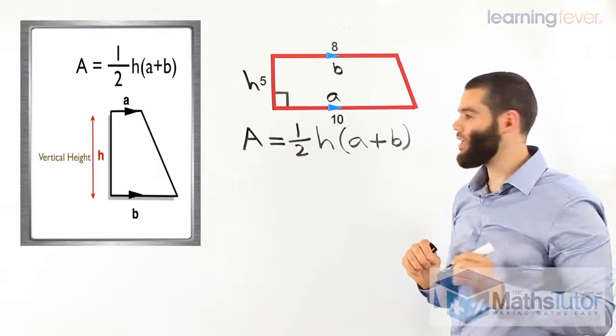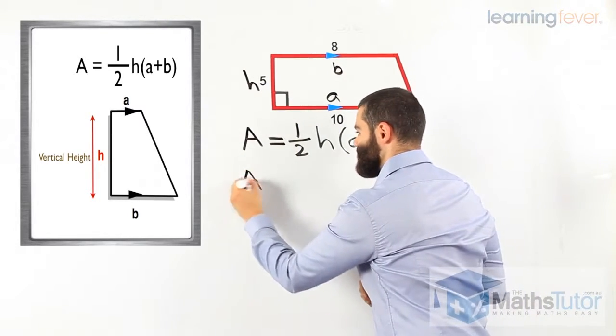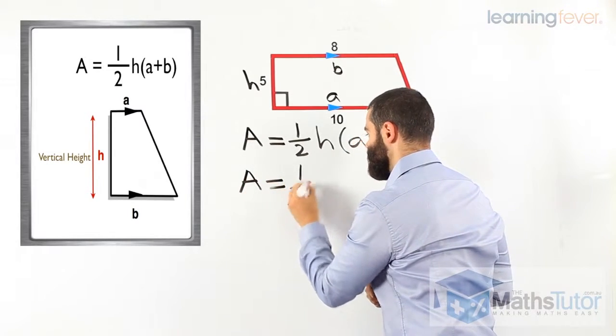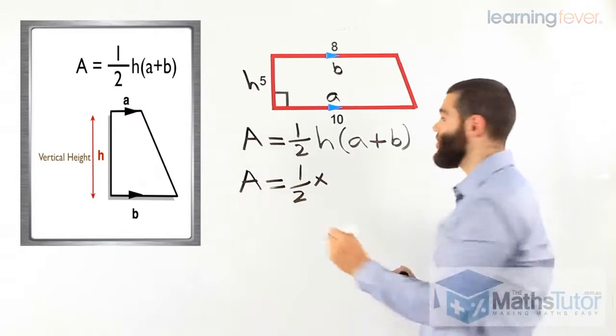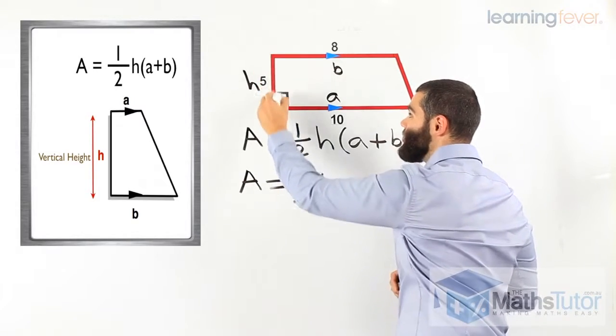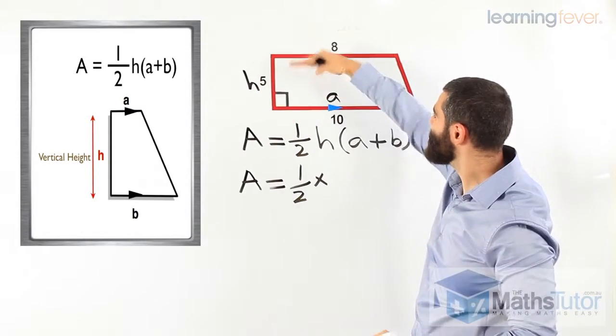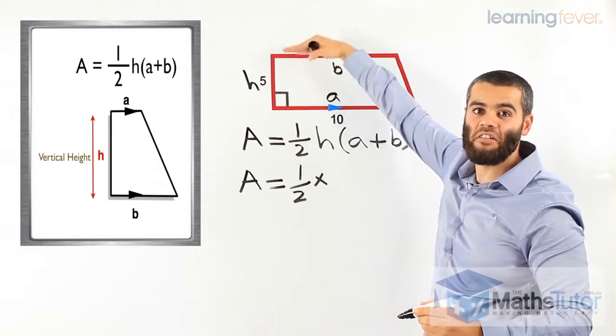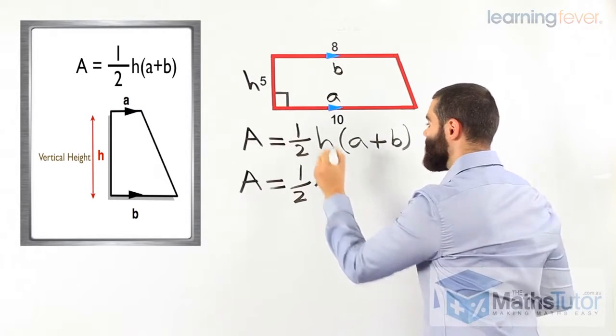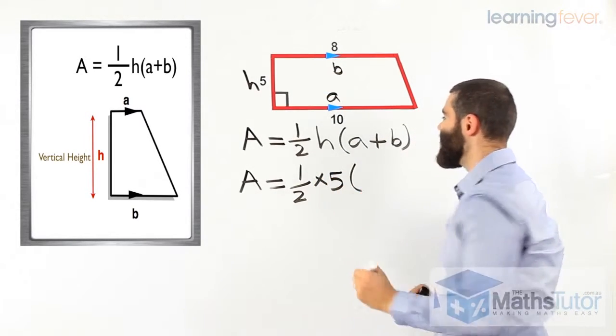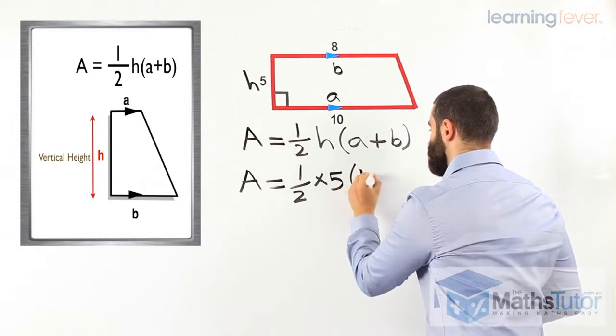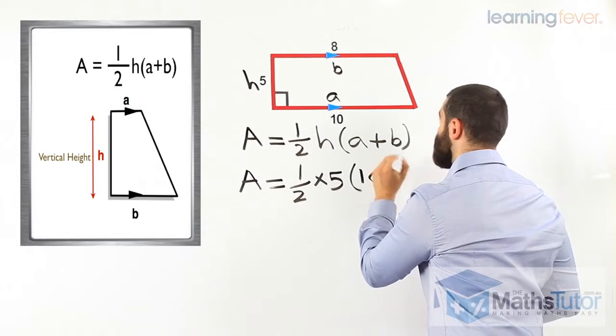We can now work it out. Area equals half times the height. The height is 5. It's the distance between the two parallel lines. h is 5. a plus b. a is 10 and b is 8.